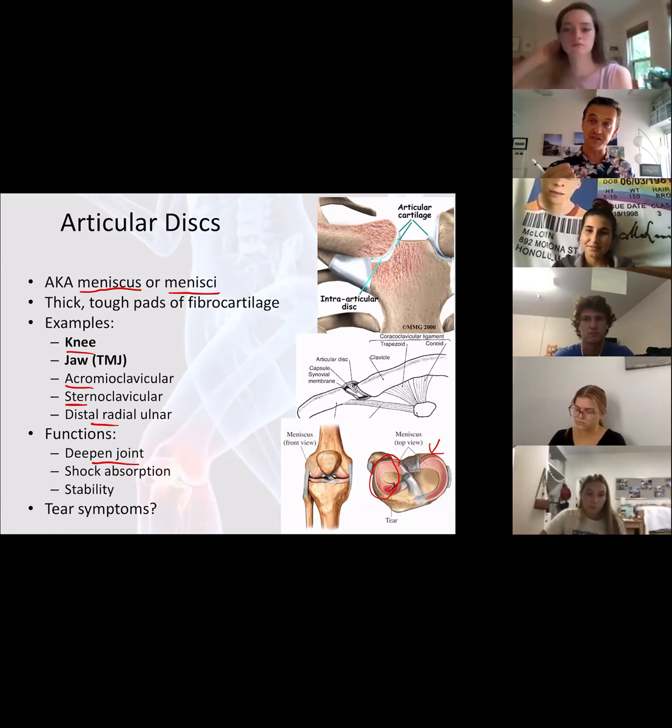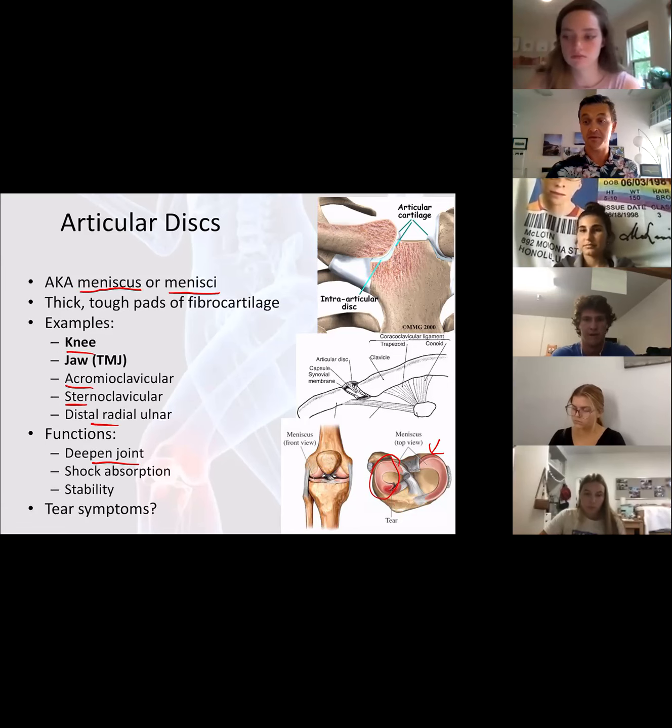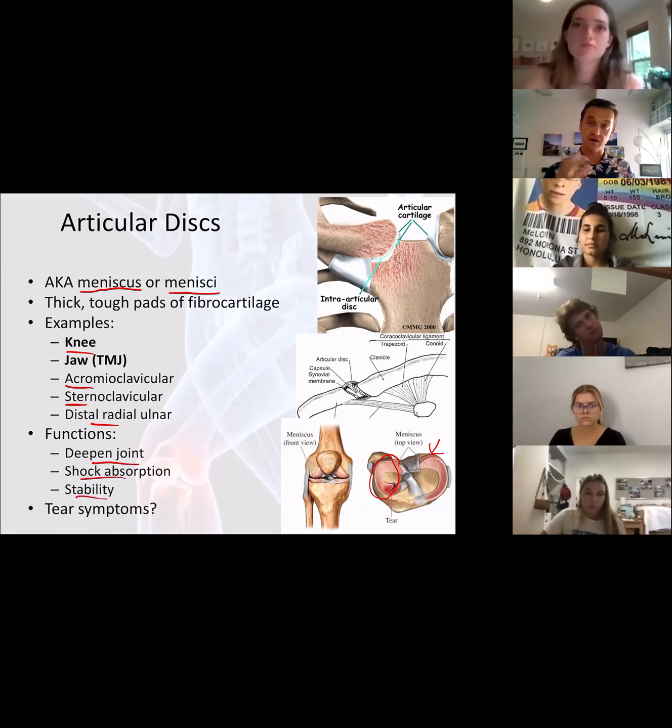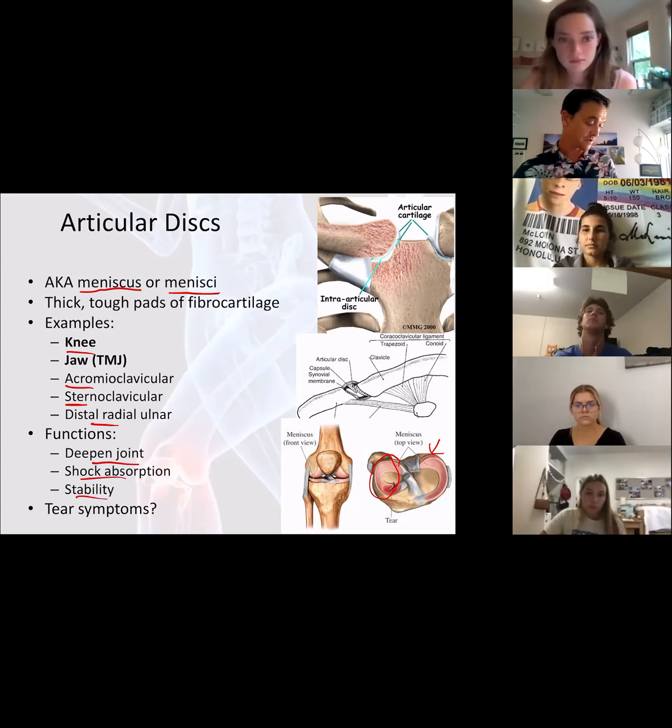So super common for throwers, overhead athletes, swimmers, those types of sports for sure. So deepen the joint. We need a lot of help in the shoulder to deepen that joint, so the labrum is very important for that. The hip, it also stabilizes as well. Also provides some shock absorption, and obviously just overall increases stability of the joint.